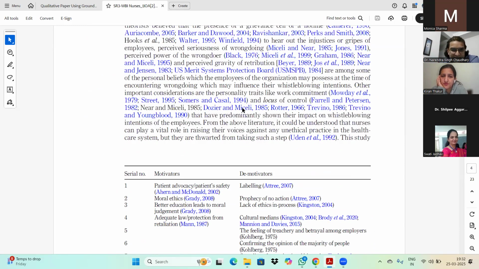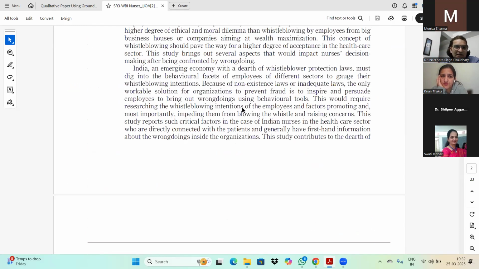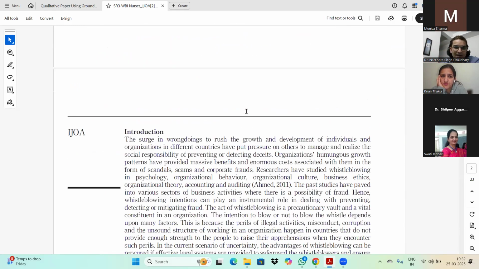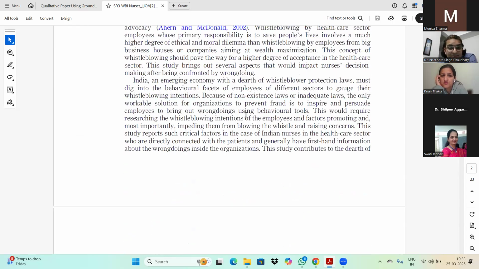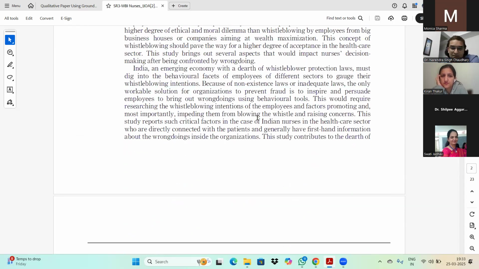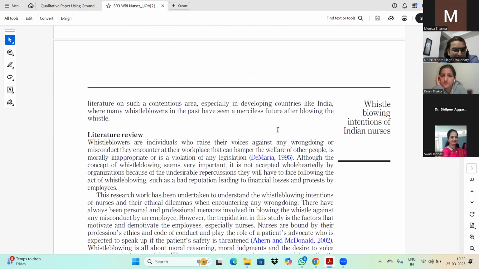Now, I have explained in the introduction the reason for doing research on whistleblowing, especially in India, that too in the healthcare sector, especially on nurses. I gave the background and the gap which has been there.